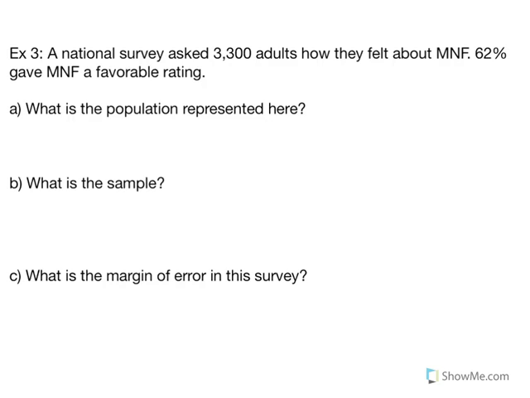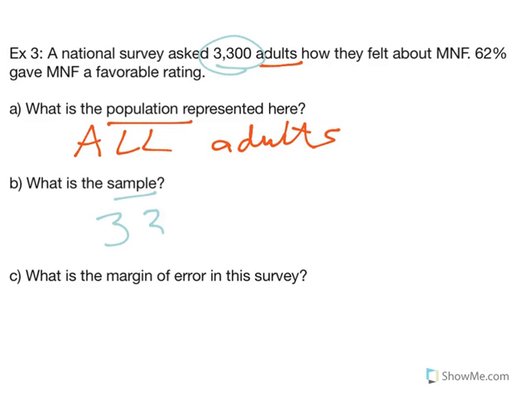So first of all, what is the population? Remember, population has the word all in it. And I'm talking about adults. So all adults. The sample is where we get to the number. So 3,300 adults.